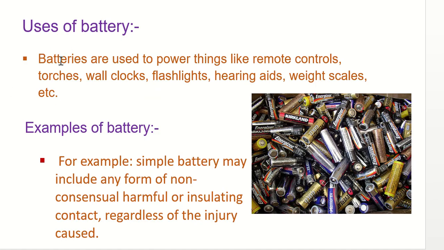Uses of batteries. Batteries are used to power things like remote controls, torches, wall clocks, flashlights, hearing aids, weight scales, etc. Examples of batteries: we can see these different types of batteries used for different purposes.